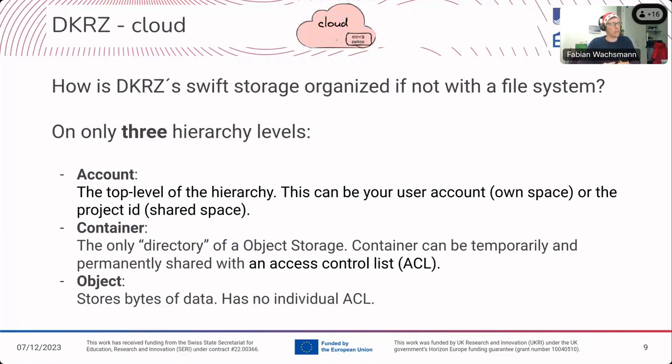A cloud, the general cloud, has two different layers. The container hierarchy is the first level of this hierarchy, and it's the only thing that is kind of comparable to a directory. The container can be temporarily or permanently shared with an access control list. And inside a container, there are objects, and objects are just stores of bytes of data. You cannot have a specific individual access control list for an object. And all containers are saved in one account, which is the absolute top level here.